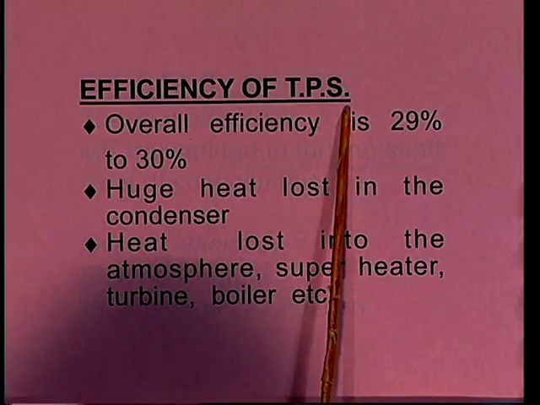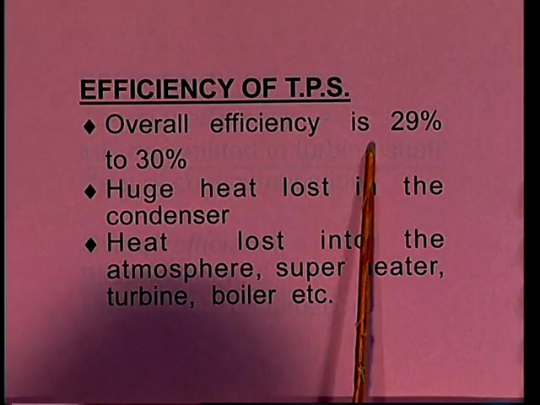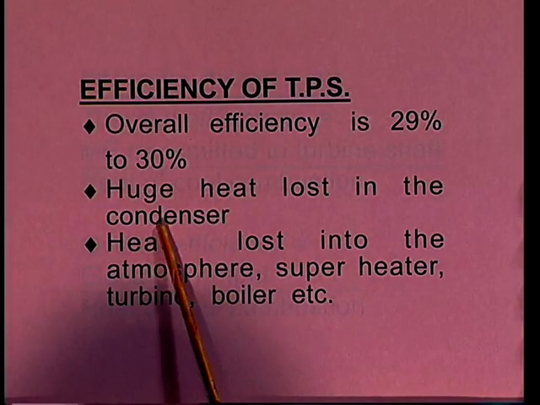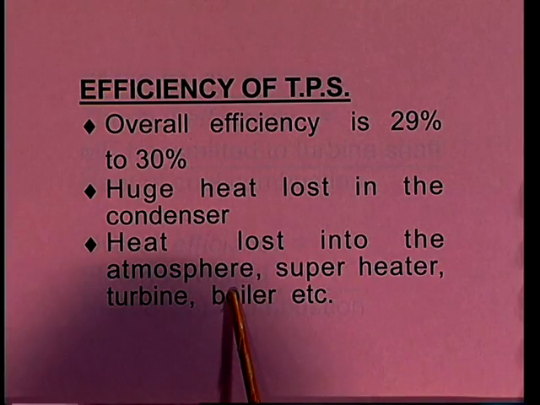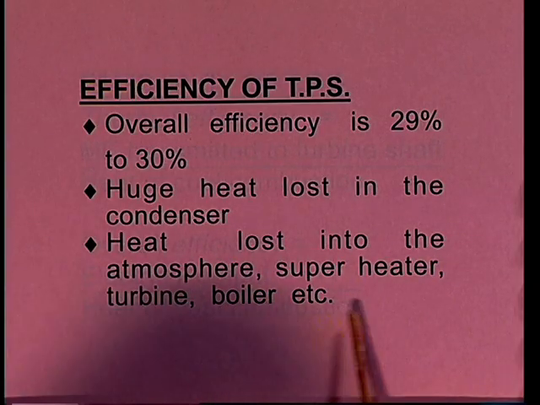In this, 50% of the losses occur only in the condenser, and the balance power losses occur in the superheater, through the tubes, escaping into the atmosphere, economizer, etc. So, the thermal power station efficiency will not be more than 30%. Efficiency of thermal power stations: overall efficiency is 29% to 30%. Huge heat loss in the condenser, heat loss into the atmosphere, superheater, turbine, boiler, etc.